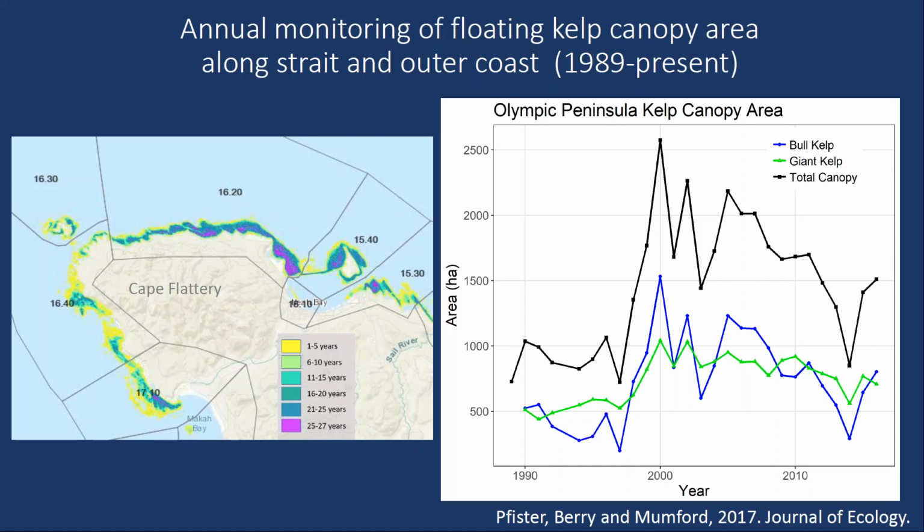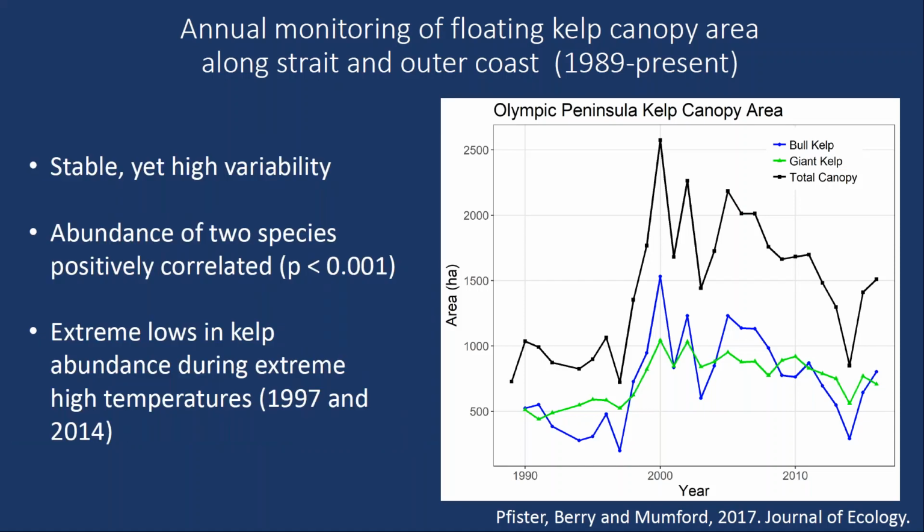So next slide. The graph shows canopy area over time, and the black line is total canopy area, and then it breaks down by species. So blue is bull kelp, and green is giant kelp. And this reminds me of some of the comments Meredith was making about the differences of the two. This data set, as you can see, as we all know, kelp has really high interannual variation. And you can see that in this data set. You can also see that it's stable over this entire monitoring period, meaning no linear trend.